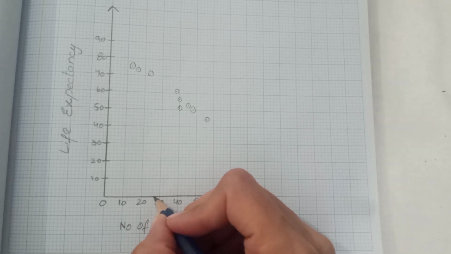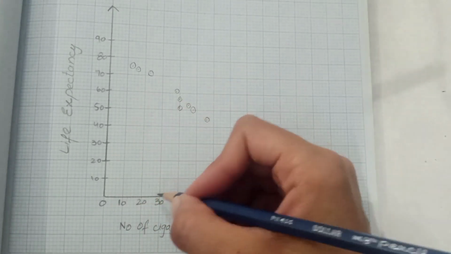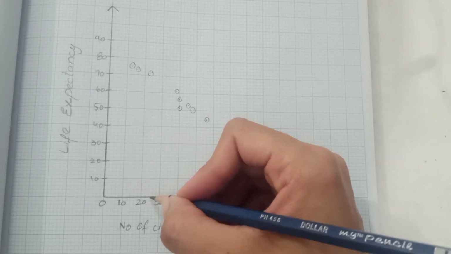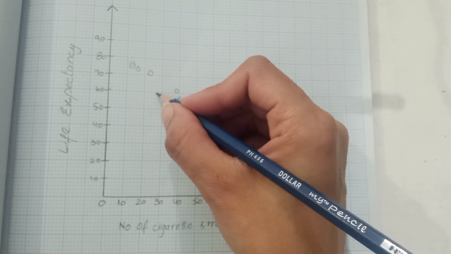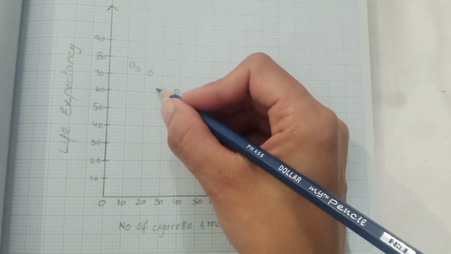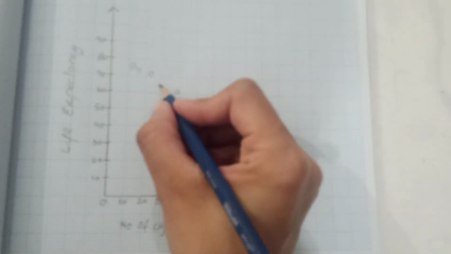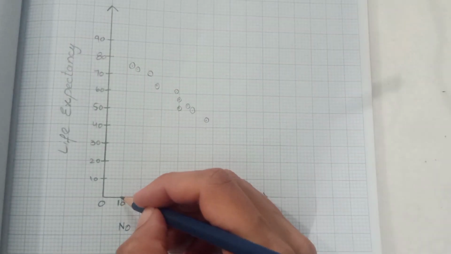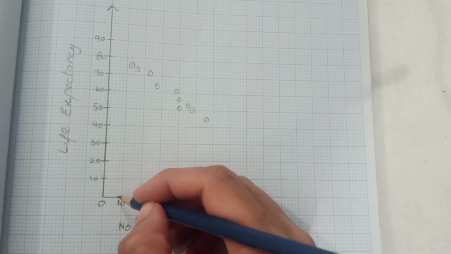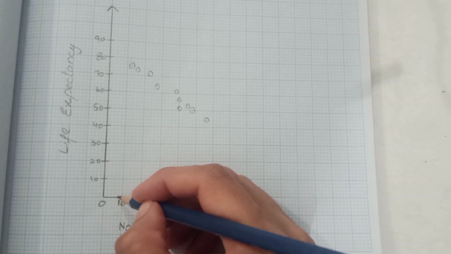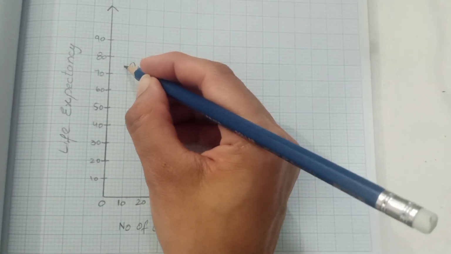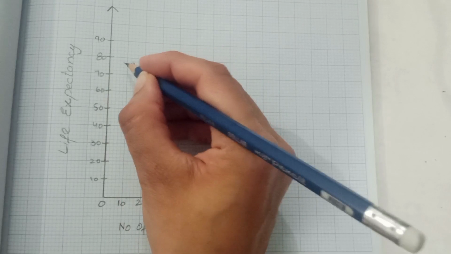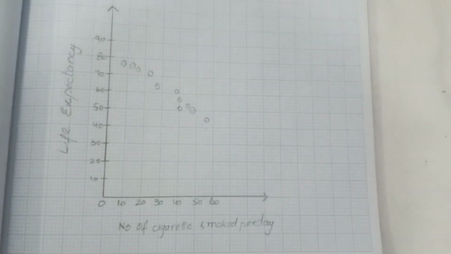27 and 64. This is 64. And 8, 77. 2, 4, 6, 8 and 77. 76. This is 77. 8, 77.